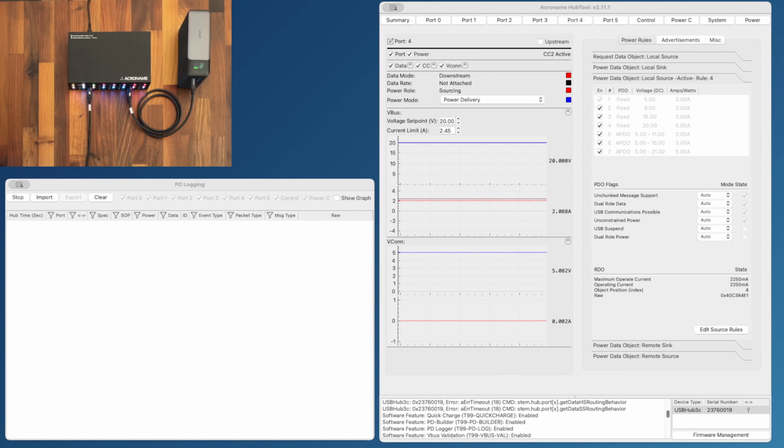Let's take a look at an example of how the Vbus validation feature can be used to do under voltage testing on a USB power delivery device. Here on port 4, I have a USB PD power brick connected and it is currently charging at 20 volts.